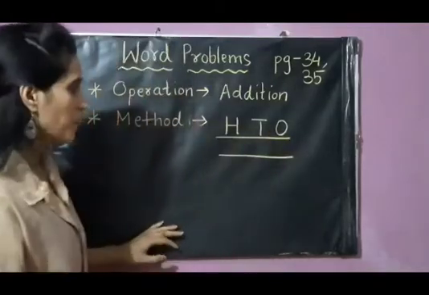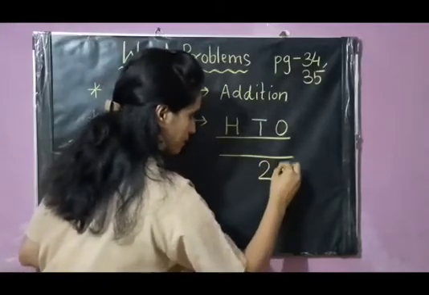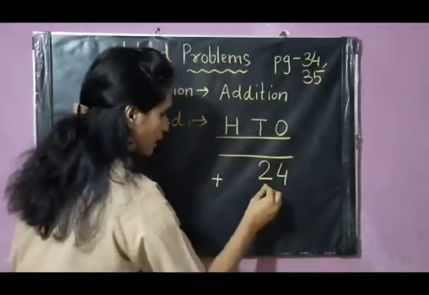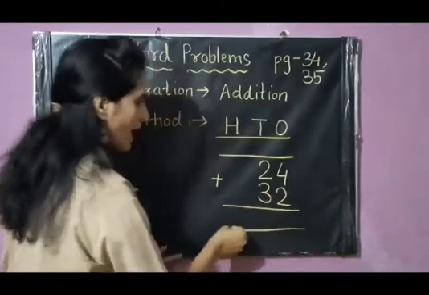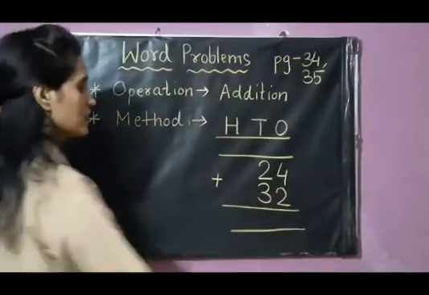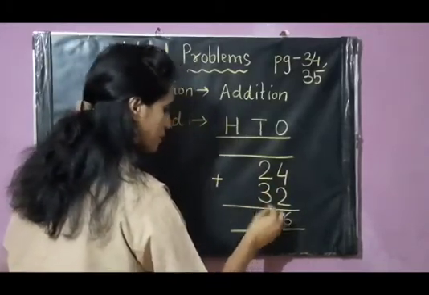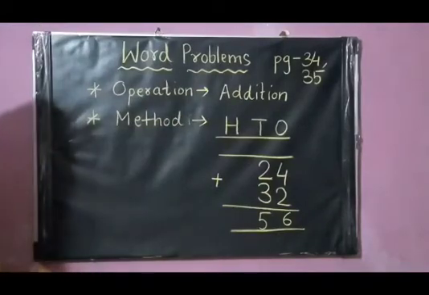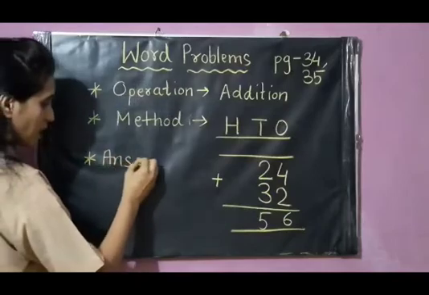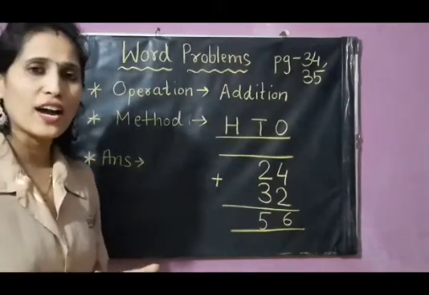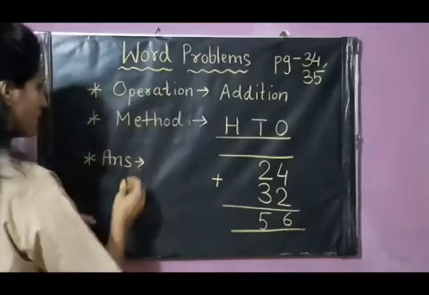A line for the carryover. Now 24 butterflies in one bush plus 32 butterflies in the second one. We have to add them. We have to write the answer. 4 plus 2 gives me 6. 3 plus 2 gives me 5. Last one, the answer. How many butterflies? What do we have to find? Number of butterflies Reena saw. So we will write here the answer.